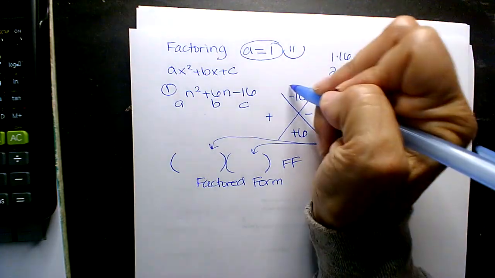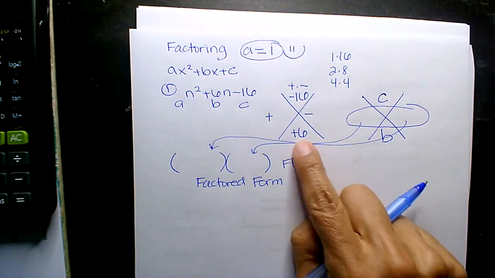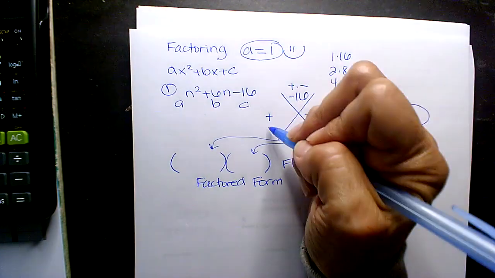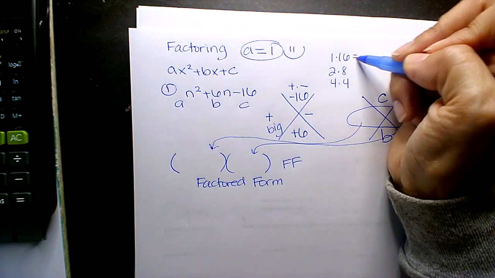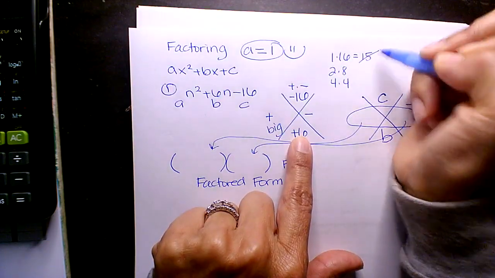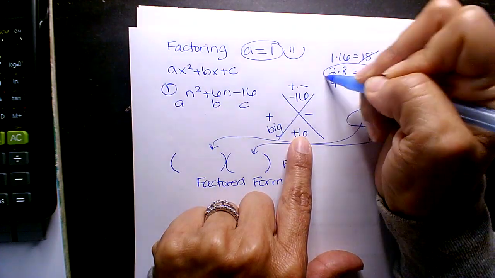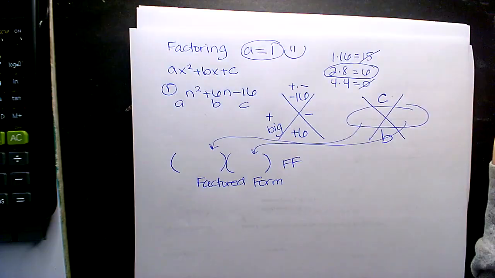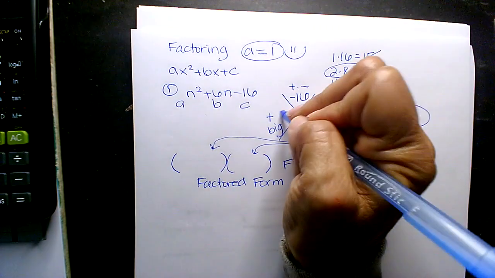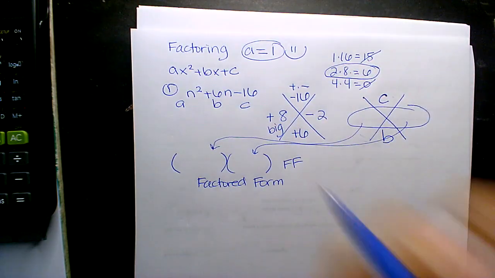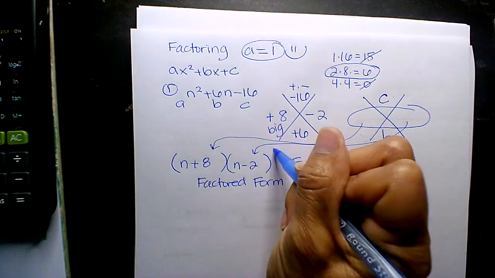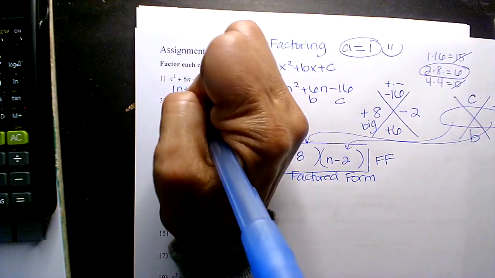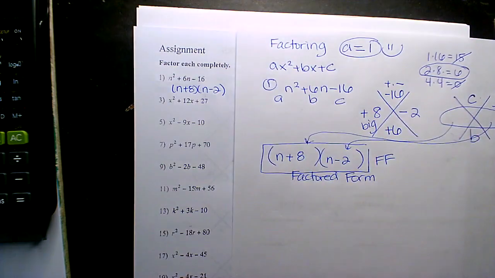Okay, so since 16 is negative, one number is going to be positive and one's going to be negative because that is a negative product, right? But my summation is positive, so my bigger number will be positive. Okay, so I'm subtracting. 1 minus 16 is 15. That's not 6. 2 minus 8 is 6. This is it, because this would give me 0, right? Okay, so it's 2 and 8. 8, negative 2, and so I write n plus 8, n minus 2, and this is your factored answer. So it would be n plus 8, n minus 2. And that's your answer.